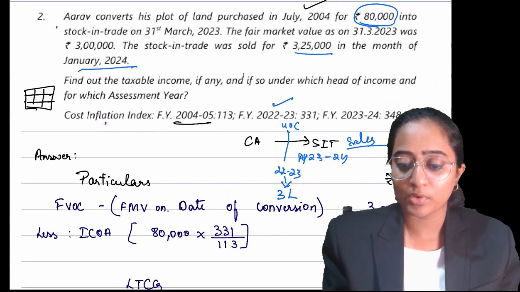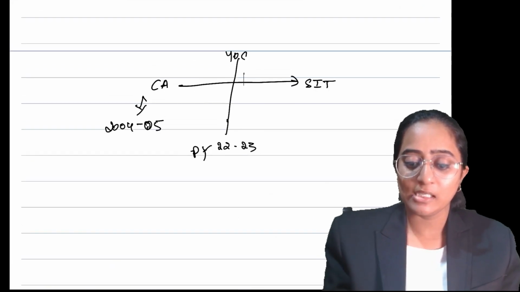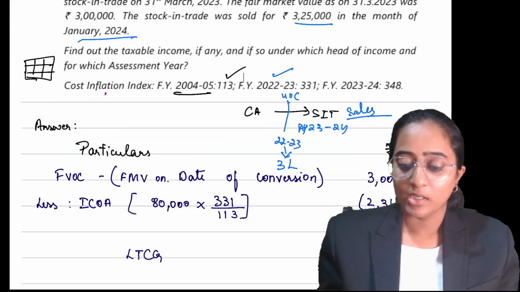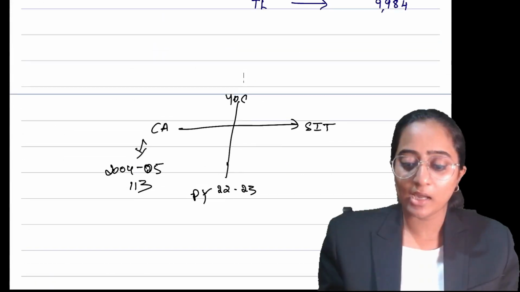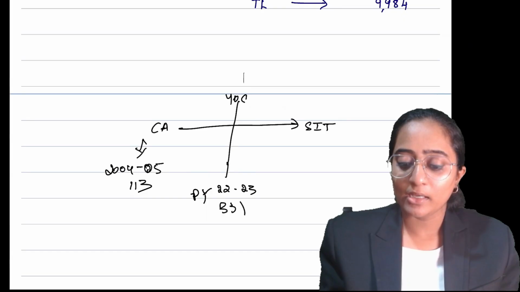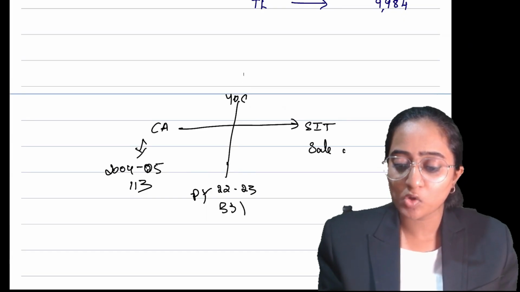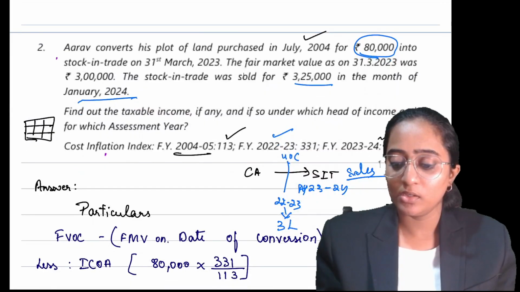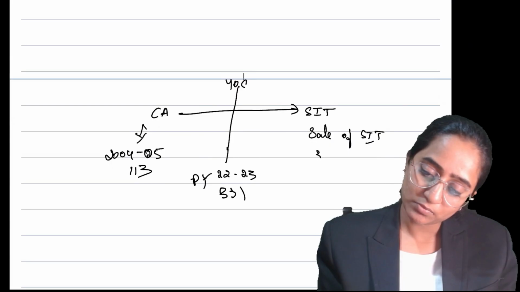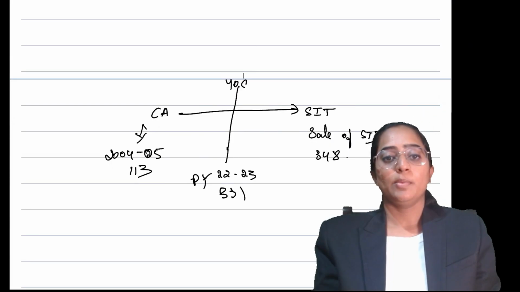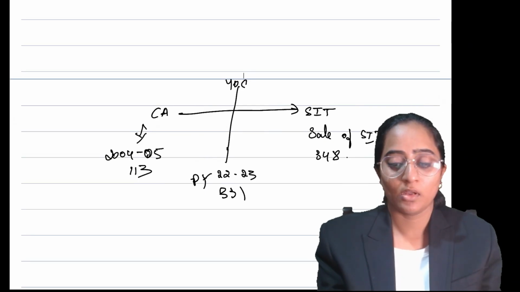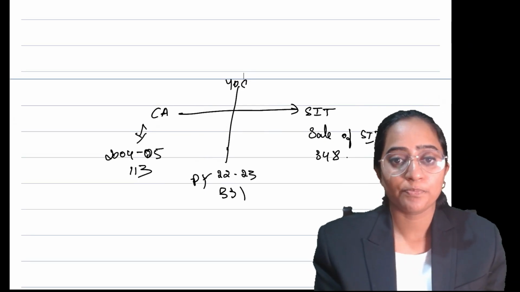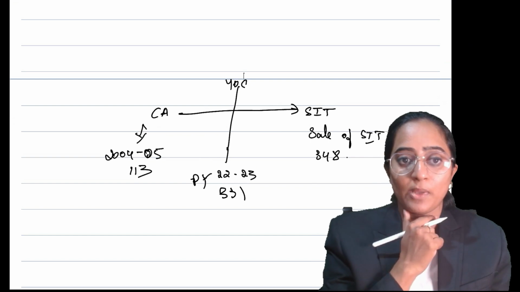What was the CII at that point of time? 113. CII was 113. In the year 20 to 23, the CII is 331. And in the year of sale of that stock in trade, it is going to be 348. This is the concept. Now, think of it.